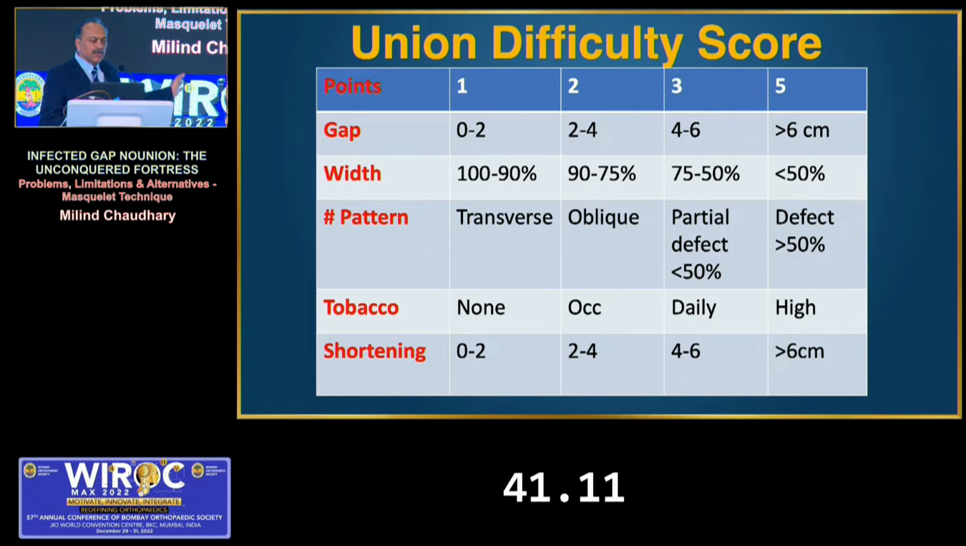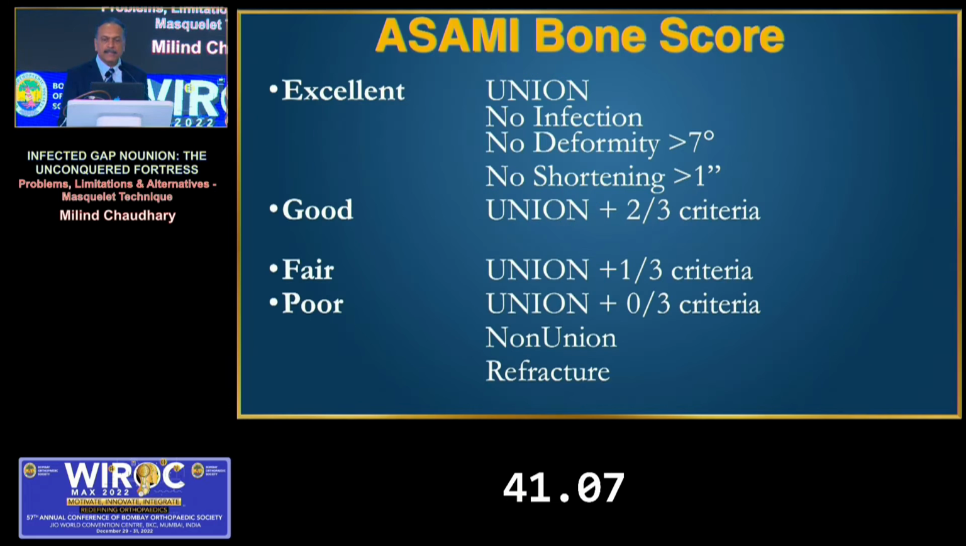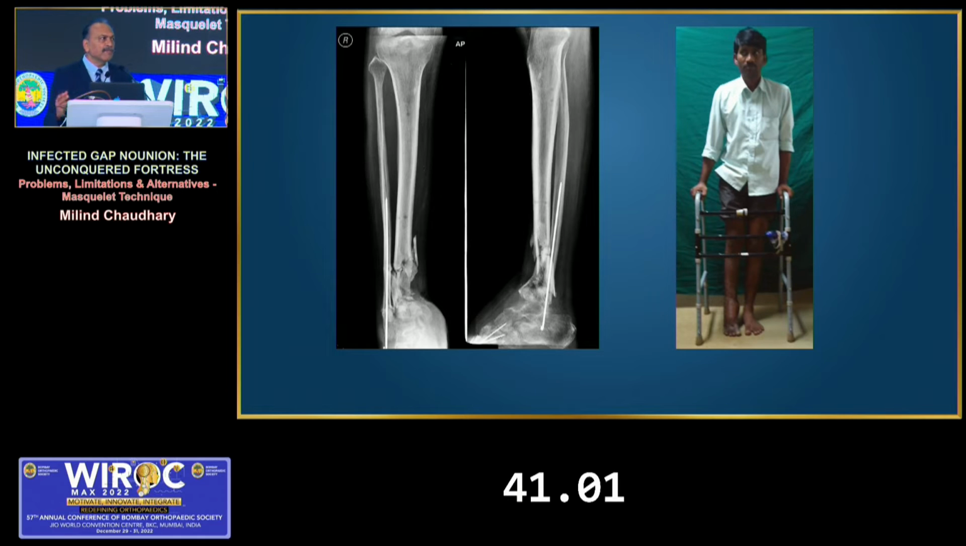It's a guideline. So you look at their tobacco, the shortening, the width, the gap, the fracture pattern, and then figure out what sort of a score you're going to get, excellent or not. So I'll begin with the problems that I faced with the Masquelet. I probably am not doing it right, like Professor Trikha would definitely judge, and Professor Asim would judge.